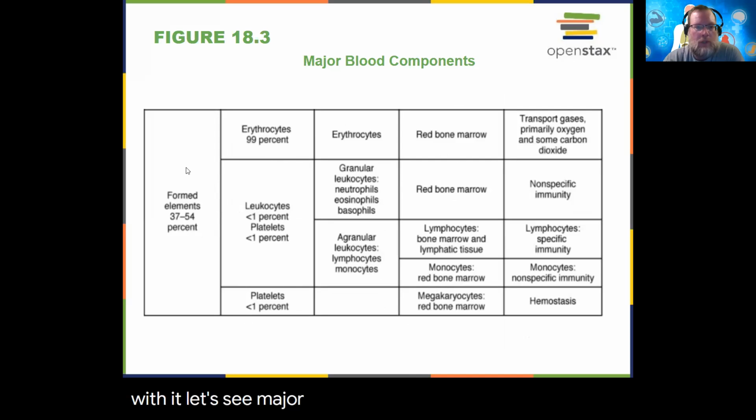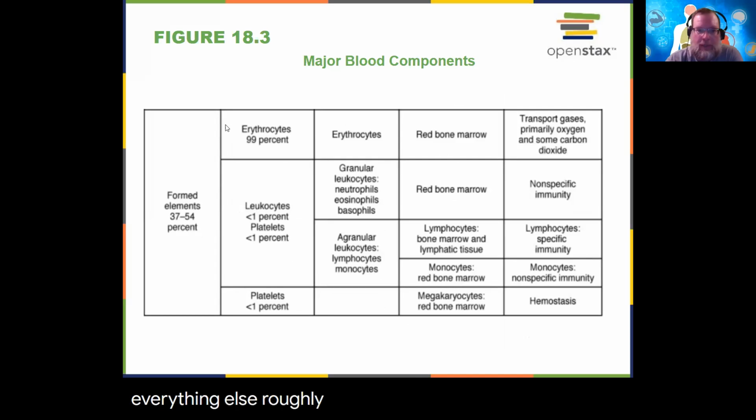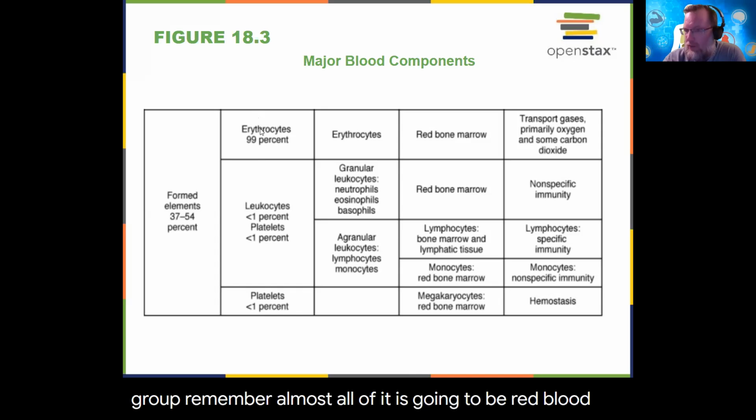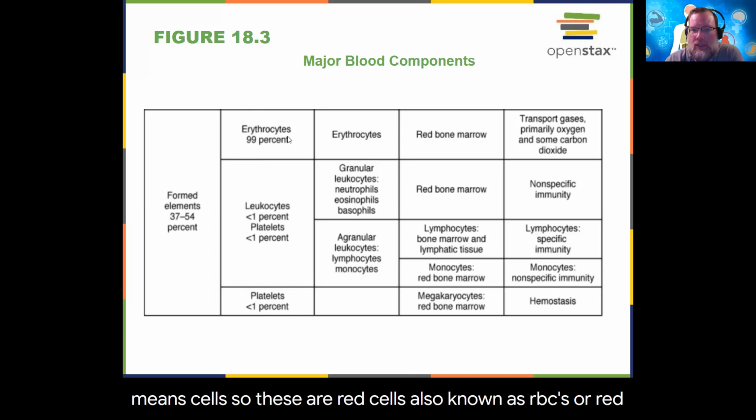Let's see, major blood components, formed elements. Okay, so everything else, right? So it's plasma, roughly 55%, everything else, roughly 45%. Out of the everything else group, remember, almost all of it is going to be red blood cells. So we do start to see some sciencey terminology, erythrocytes. That erythro means red. So erythrocyte, cyte means cell. So these are red cells, also known as RBCs or red blood cells.